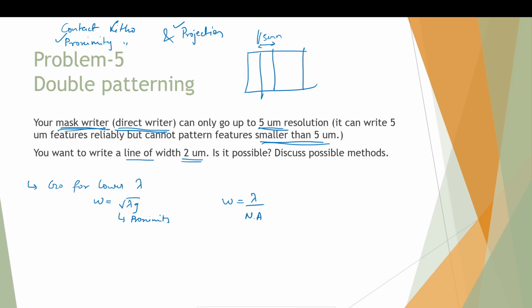But say that this direct writer is an existing setup and we don't want to change anything. We cannot change anything basically. Then what do we do? Another option is to increase the refractive index.